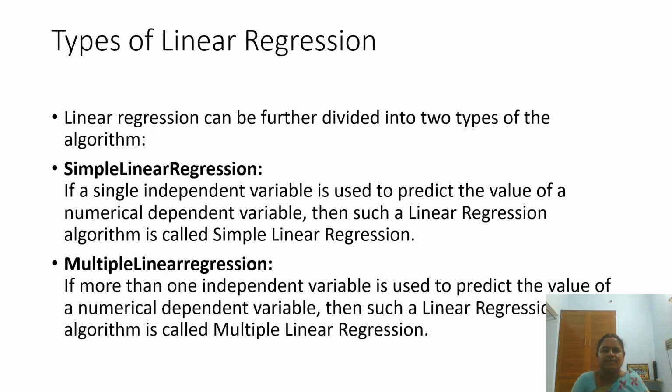So we move on to the types of linear regression. It can be divided into two types: simple linear regression and multiple linear regression. If a single independent variable is used to predict the value of a numerical dependent variable, then such a linear regression algorithm is called simple linear regression. If more than one independent variable is used to predict the value of a numerical dependent variable, then such a linear regression algorithm is called multiple linear regression.